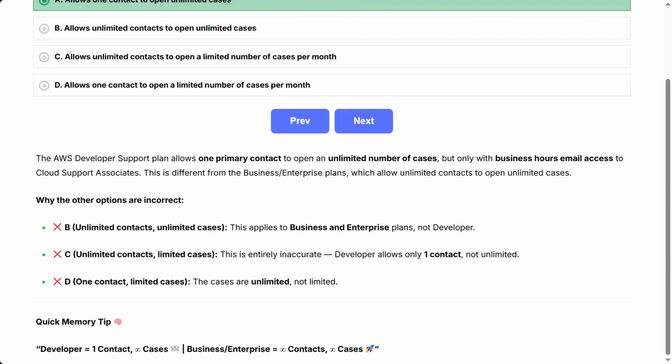B. Unlimited contacts, unlimited cases. This applies to business and enterprise plans, not developer. C. Unlimited contacts, limited cases. This is entirely inaccurate. Developer allows only one contact, not unlimited. D. One contact, limited cases. The cases are unlimited, not limited. Quick memory tip: Developer equals one contact, unlimited cases. Business and enterprise equal unlimited contacts, unlimited cases.